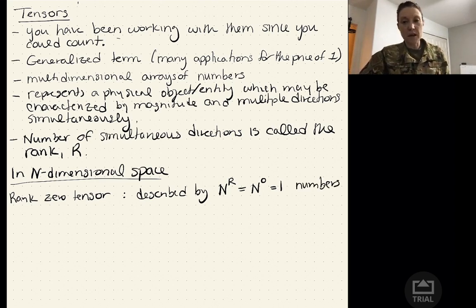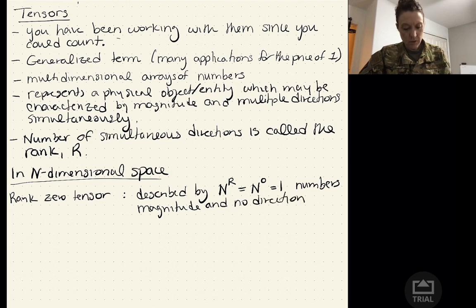And if you're thinking scalar, you are right. So this is something that has magnitude and no direction. Remember when we were talking about r being the number of simultaneous directions, there are no directions, so that makes sense that it's rank 0. And absolutely, this is a scalar. I'm going to write all of the different terms here in this color right here. So this is a scalar.